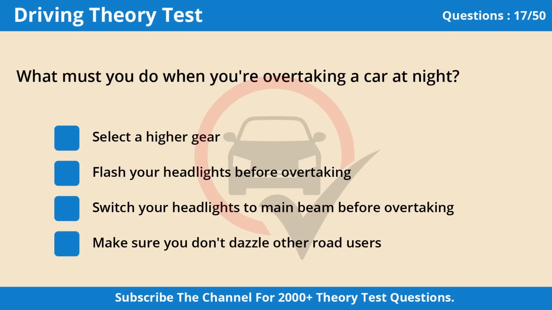Question 17. What must you do when you're overtaking a car at night? A. Select a higher gear. B. Flash your headlights before overtaking. C. Switch your headlights to main beam before overtaking. D. Make sure you don't dazzle other road users.